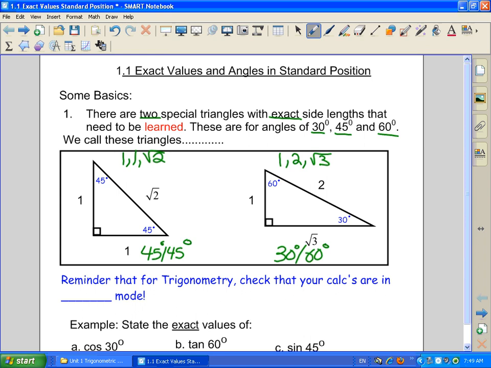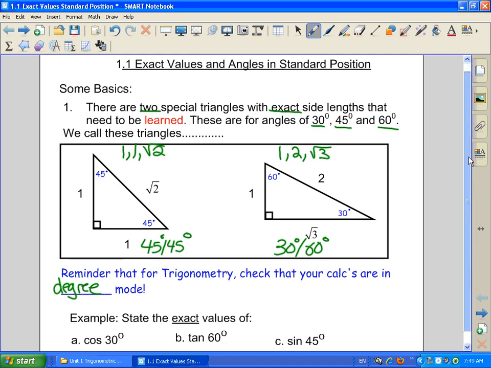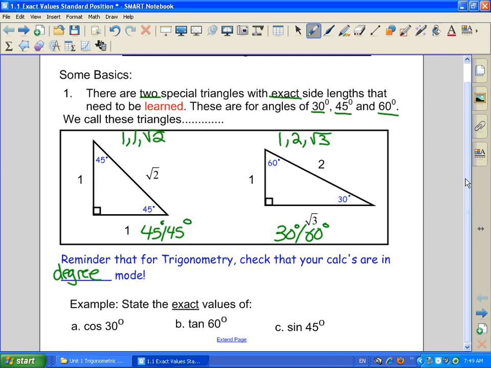Just remember, folks, that when you're doing exact values, initially you're just going to be using the ratios on these triangles, but if you're doing some other calculations, then make sure your calculator is in degree mode. Quite often it can slip out of degree mode. So what we're going to do, folks, is these are two special triangles you will have to memorize.